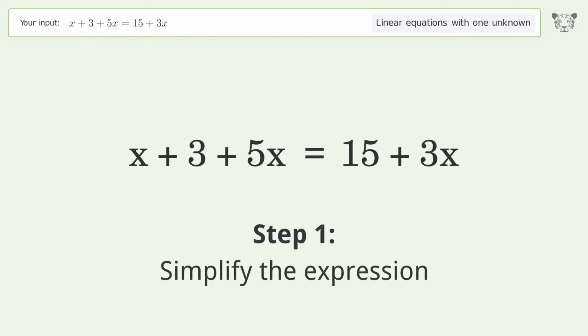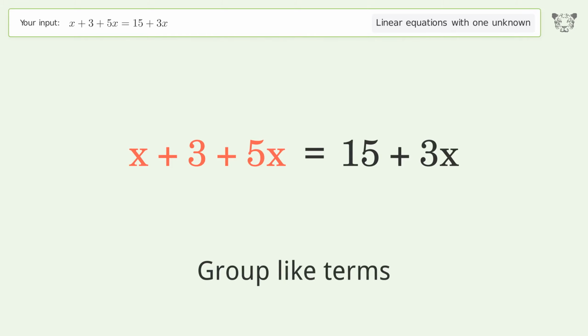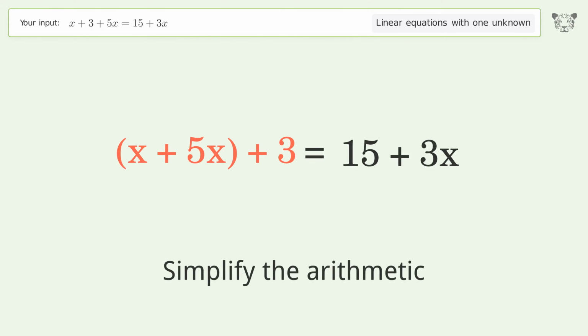Simplify the expression. Group like terms. Simplify the arithmetic.